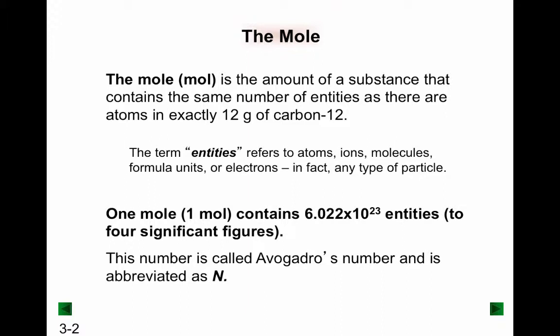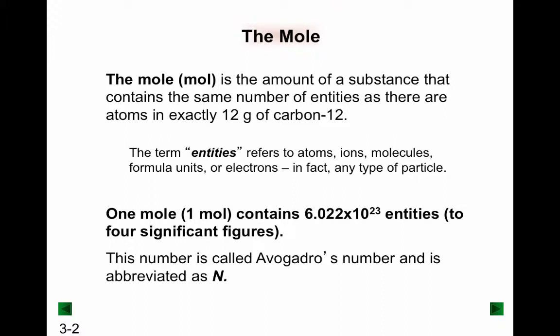The term entity can refer to atoms, ions, molecules, formula units, electrons, or any other particle. 1 mole of any particle is equal to 6.022 times 10 to the 23 entities, up to 4 significant figures. This number is called Avogadro's number, and it is abbreviated with an uppercase N.